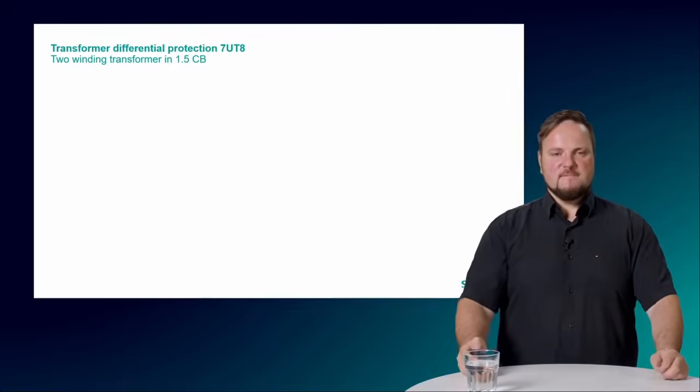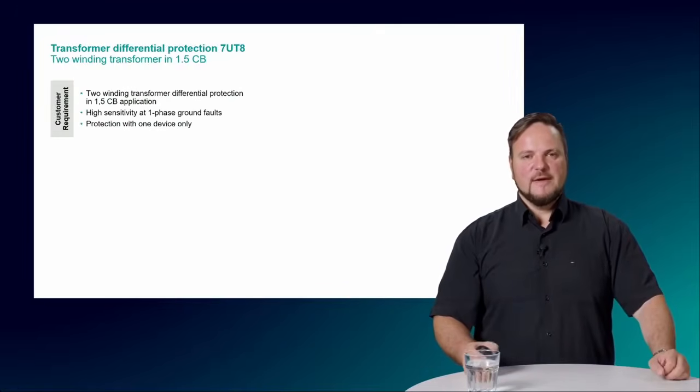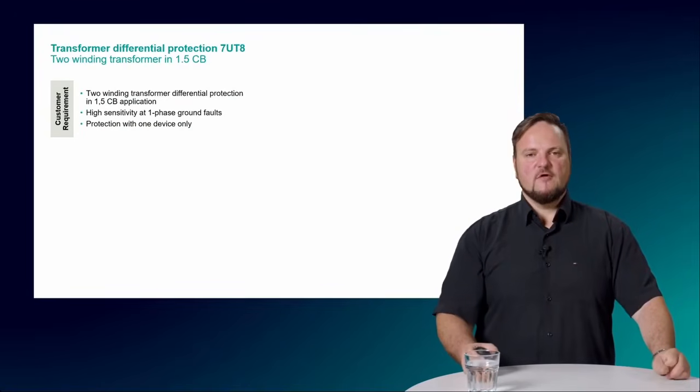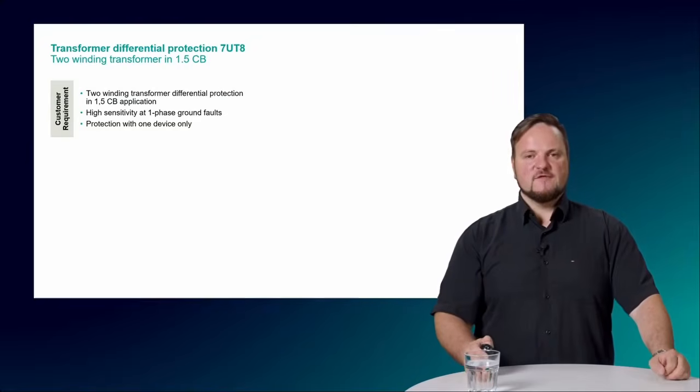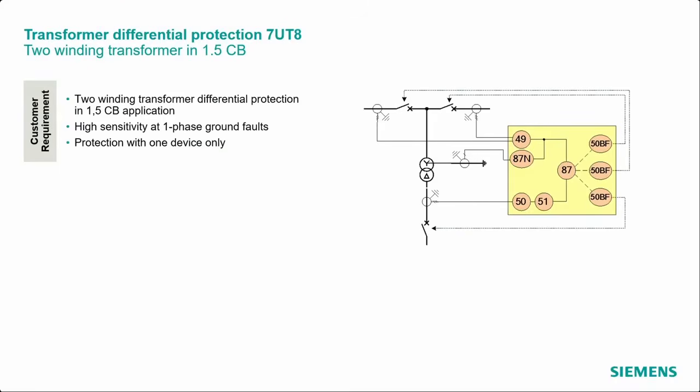So next step, and this is a typical application all over the world. Here we have the so-called two-winding transformer in a 1.5 breaker scheme application. So that means now we have the same application as before, but with a 1.5 breaker scheme. And this is how the application looks on the right side. Now we have two measuring points on the high voltage side, one measuring point on the low voltage side, and a single-phase measuring point on the neutral transformer.